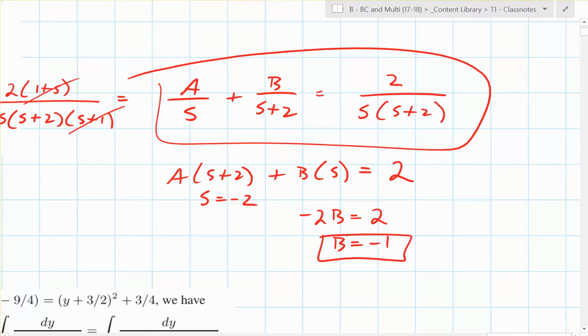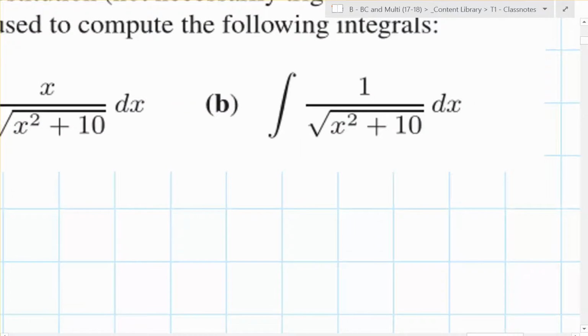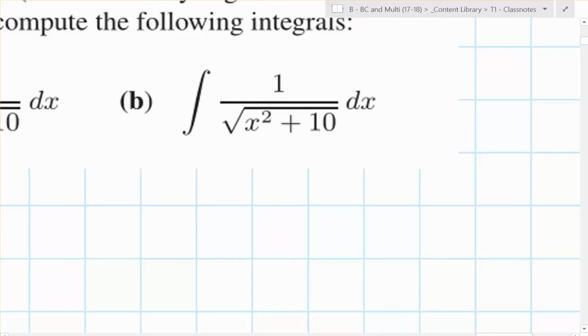And then S, what's the other nice value you could plug in? S being 0. If you plug in S as 0, you get 2A is equal to 2. So A is equal to 1. So you have your two values there. We want to substitute something in there, like if it was x squared plus 1, we'd be okay, right? So is there any way we could make it that?